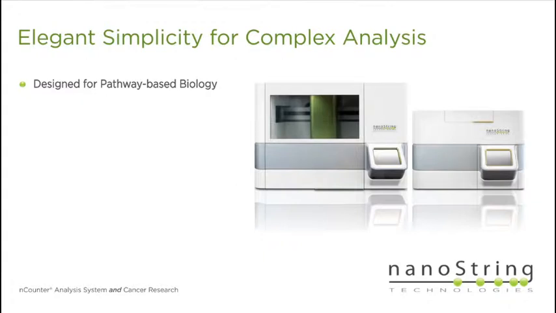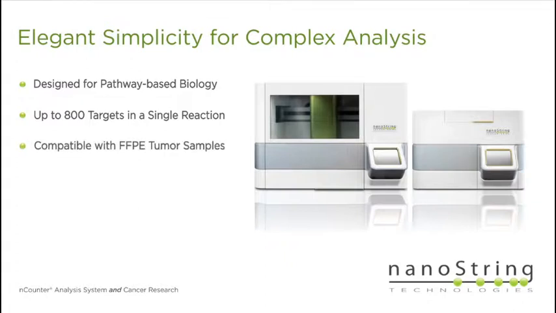Cancer research often focuses on particular biological pathways. Because the nCounter system can multiplex up to 800 targets, you can study multiple pathways in a single reaction. Our platform also does extremely well on formalin-fixed paraffin-embedded tumor samples, which are one of the great resources of the oncology community. These samples can be very challenging to work with in other assays.